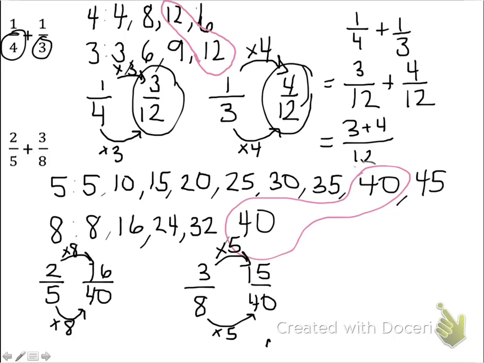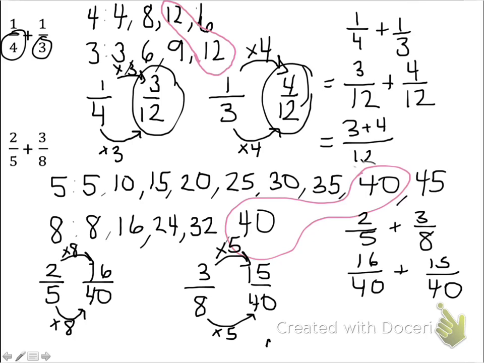Now I'm going to rewrite my question, so I have 2/5 plus 3/8, and instead of 2/5, I'm going to write 16/40, and instead of 3/8, I'm going to write 15/40, and then yippee, I know how to do this. 16 plus 15 over 40 is all equal to 31/40.